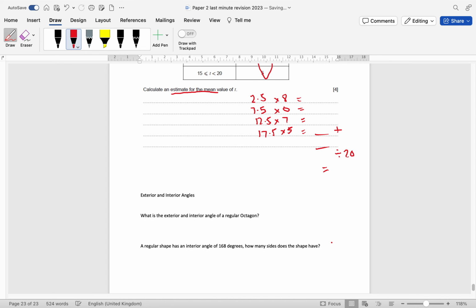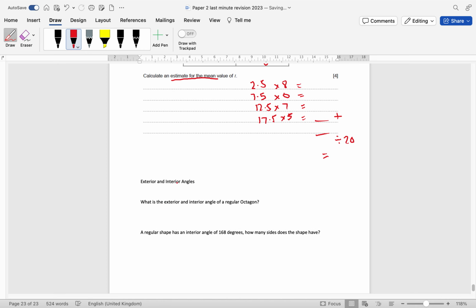I mean, we are so close. We mentioned this for paper 1. Exterior angles add up to 360. Interior angles, don't know what they add up to, but they are on a straight line. So your interior and your exterior will make 180. Okay, so for an octagon, the exterior would be 360. It's got to be regular, which basically means all the angles are the same. So the exterior would be 360 divided by 8. Get my calculator. 360 divided by 8, which is 45.